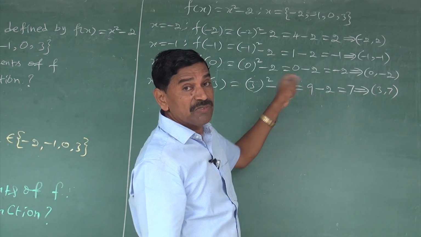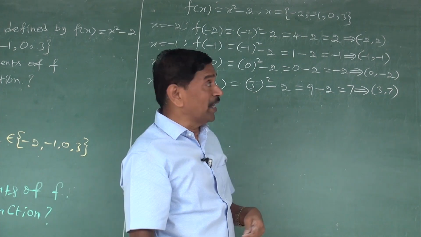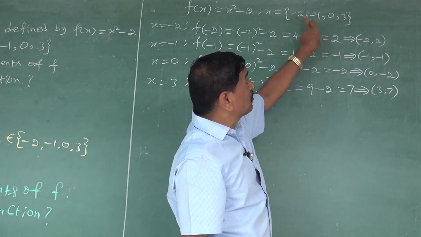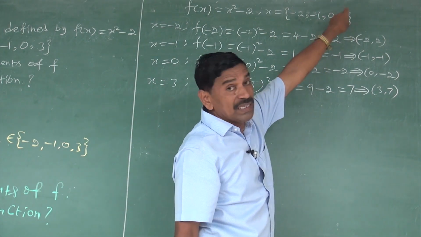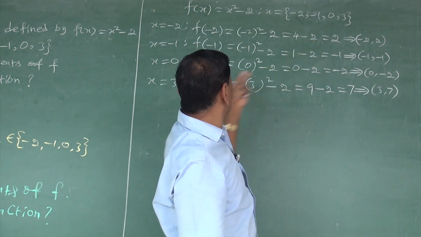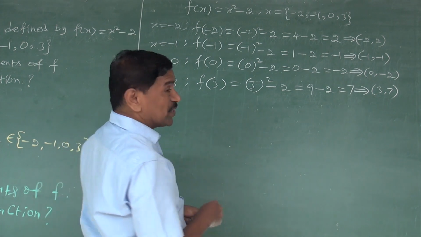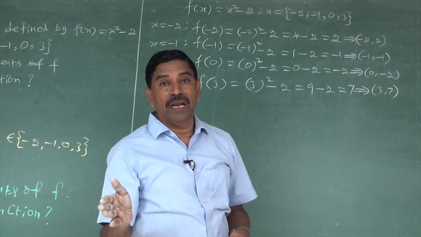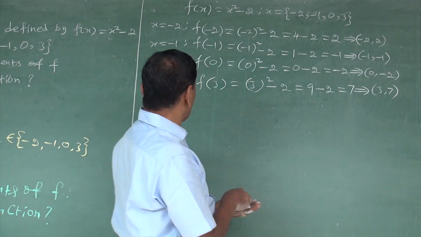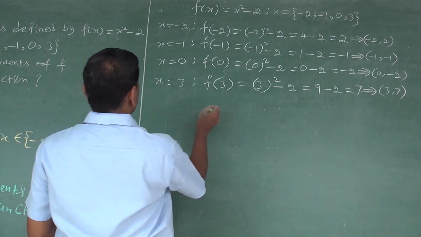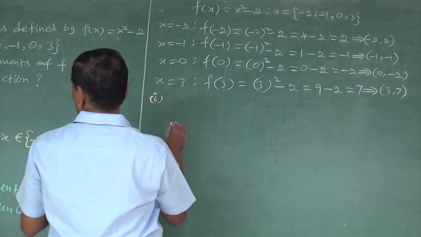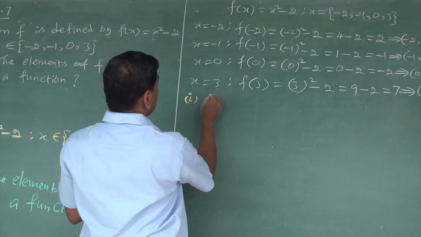Okay, next x value? No value, because x can take only minus 2, minus 1, 0, 3. That is the given data. So we can't substitute x equal to 4, x equal to 5, etc. Now there are two questions. First question, list the elements of f. So the first topic, list the elements of f.